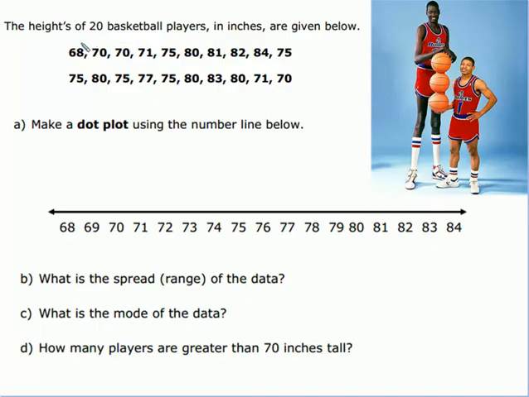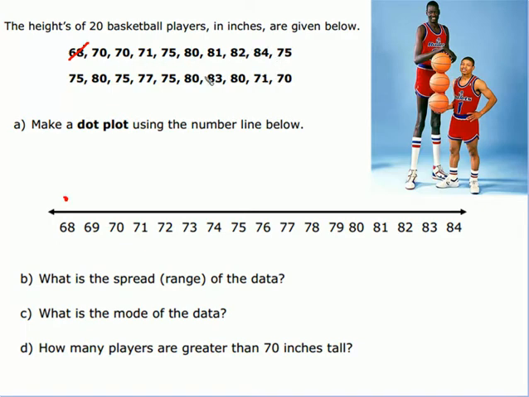Okay, so now let's take some time and create a dot plot here. Here we have the heights of 20 basketball players in inches that are given below. And we're going to make a dot plot using the number line. So here's our number line. And we'll begin by counting the number of each data item. So we'll start with the smallest one. Here we have 168. We'll go along here and we'll see that there are no more 168s. So we'll put a slash through that there. There's only 1 168. And we'll put a dot right there.